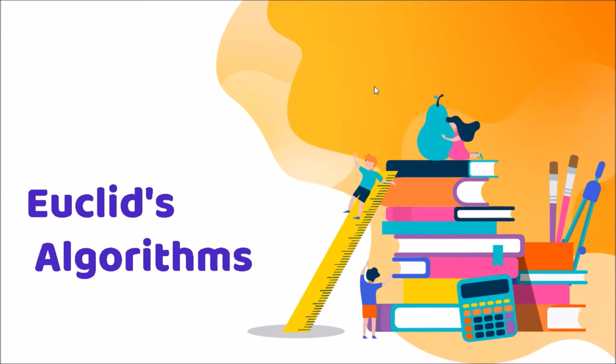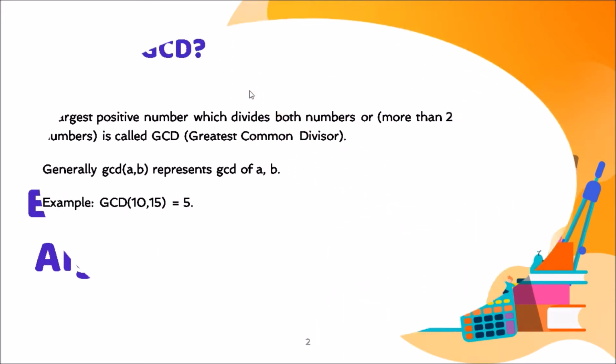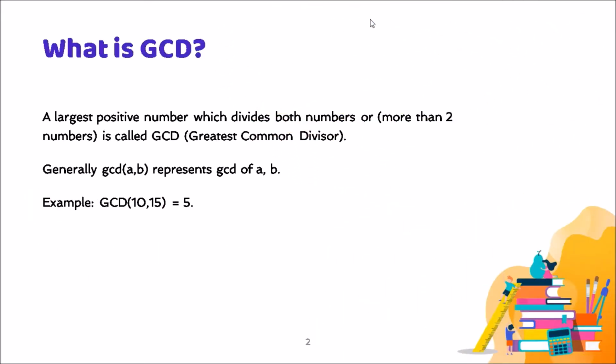Everyone, in this video, I am going to explain Euclid's algorithm. Before moving to Euclid's algorithm, we will first see the GCD. So what is GCD? Basically, a GCD is the greatest divisor of any two numbers or more than two numbers.